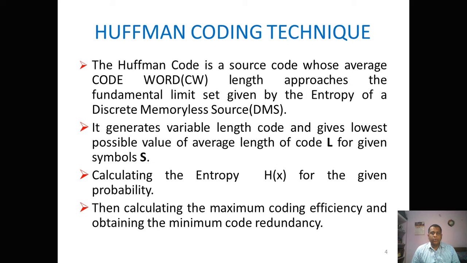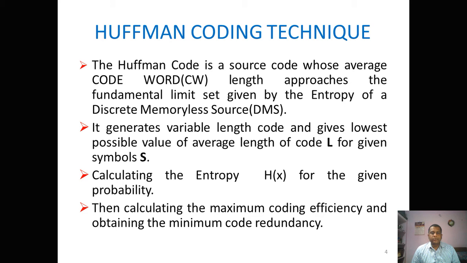The Huffman code is a source code whose average code word length approaches the fundamental limit set by the entropy of a discrete memoryless source, shortly called DMS. It generates a variable length code and gives the lowest possible value of average code length L for the given symbols S.